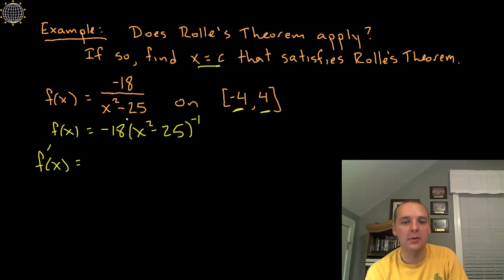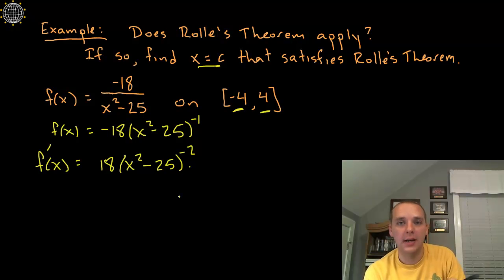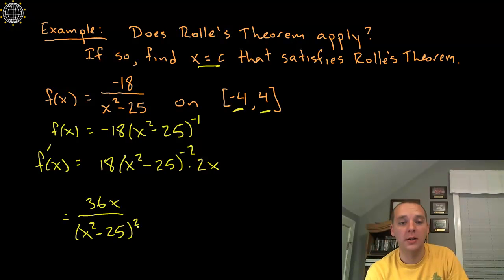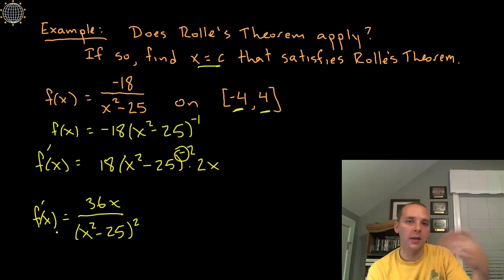Negative 1 comes down, differentiate the outside, we have an 18 times x squared minus 25 to the negative 2, followed by the derivative of the inside, chain rule, so times a 2x. So rewrite it, you have 36x divided by x squared minus 25 quantity squared. If you move it to the denominator, that negative exponent will turn back positive again.